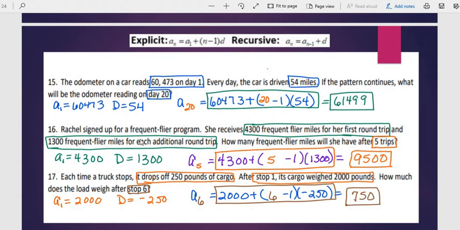So now look at number 16. Rachel signed up for a frequent flyer program. She receives 4,300 frequent flyer miles for her first round trip and 1,300 frequent flyer miles for each additional round trip. How many frequent flyer miles will she have after 5 trips? So the first term is 4,300 and your common difference is 1,300. Substitute that in and you're wanting to know how many miles she will have after 5 trips. So I'll put the 5 right here, 5 right here. First term and your common difference 1,300. So after 5 trips she'll have 9,500 miles.